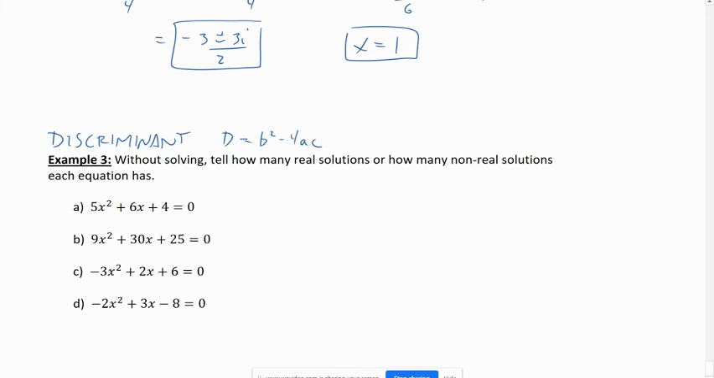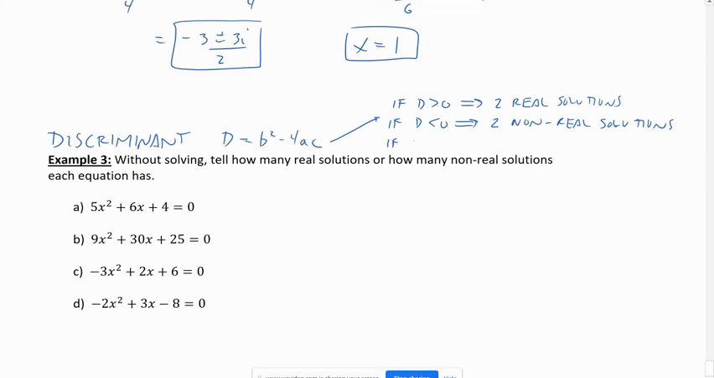And so when we calculate d, if d is greater than 0, then we get 2 real solutions. If d is less than 0, we get 2 non-real solutions, meaning it's a complex number with an imaginary part.